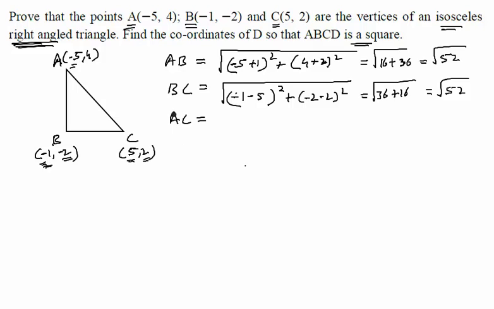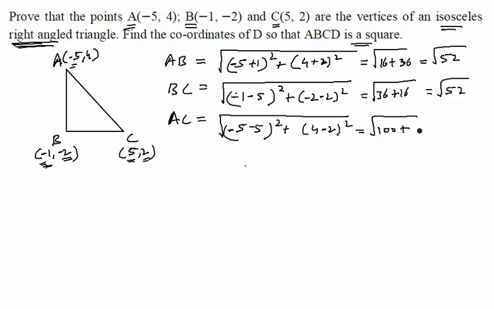Let us go ahead and calculate the length AC. AC is under root of (-5 minus 5) whole square plus (4 minus 2) whole square. So this will become under root of (-10) square, which is 100, plus 2 square, which is 4. So this is under root of 104, right? So these are the values we have with us. Since we can already see that two of the sides are coming out to be equal, we have already shown that the triangle is isosceles.